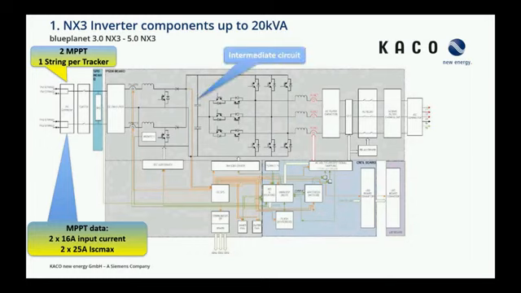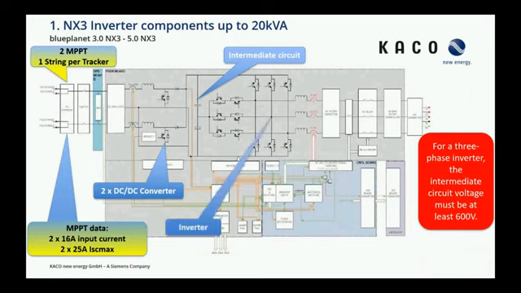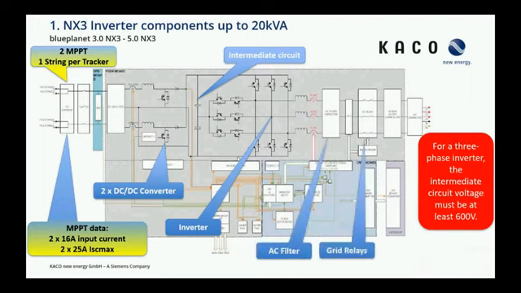Here we can see the intermediate circuit. Maybe it's interesting to know that for a 3-phase inverter, the intermediate voltage has to be at least 600 volts. If you don't have this voltage, we can't make a good sine. So at the start, we have 2 DC-DC converters. Here you can see the inverter, the AC filter. After that, you can see 2 AC grid relays. And at the end, there is an EMC filter and an AC outlet.